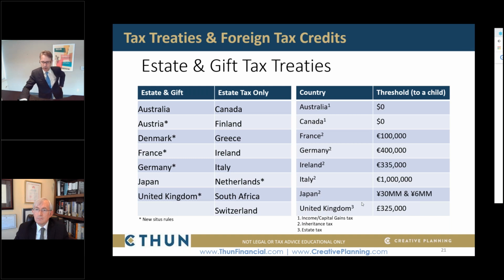All right, Anthony writes, do you know if Austria currently has an estate tax treaty? Well, I've actually got the list up right here, and you can see right here on the screen that Austria does have an estate tax treaty with the US.